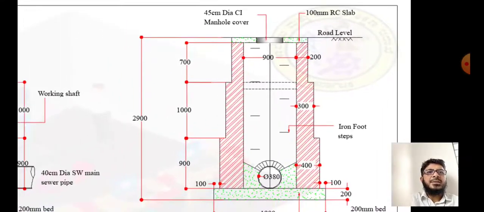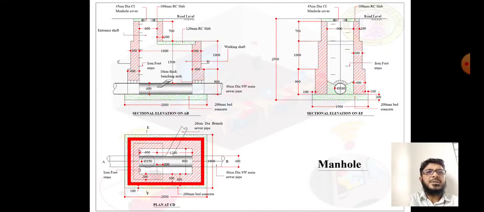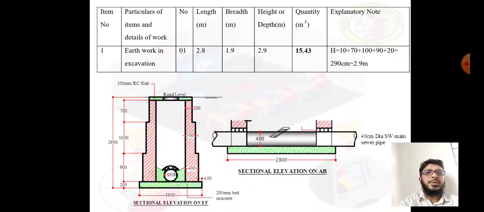At the top we can see the 100 mm RC slab and 45 centimeter dia CI manhole cover. Now this is the sketch of the manhole, where the plan is there, then section along AB is there, and section along EF is also there. So before estimating, wherever you are attending this class, my suggestion is you take a printout of this drawing sheet and attend this class. Okay, so come to next one.